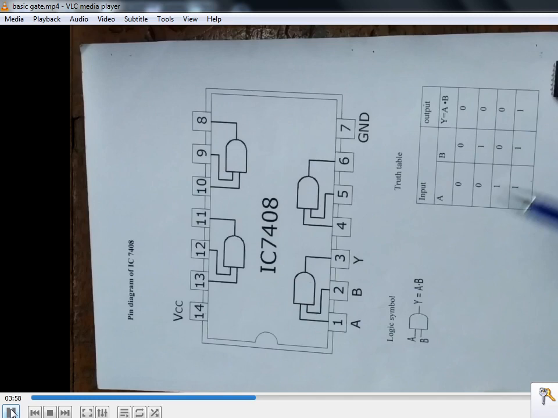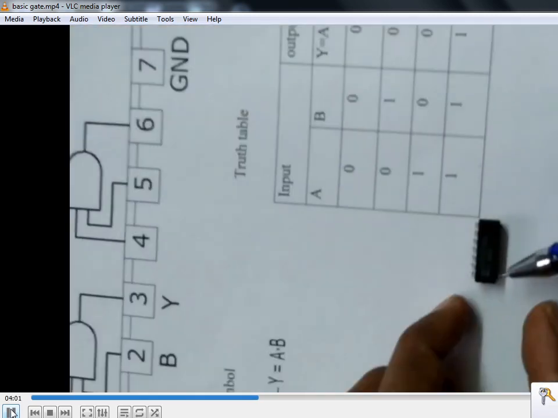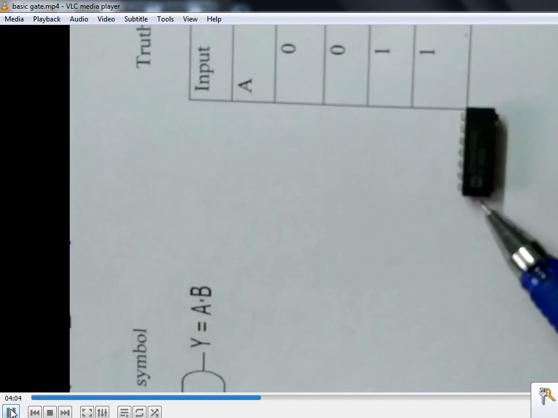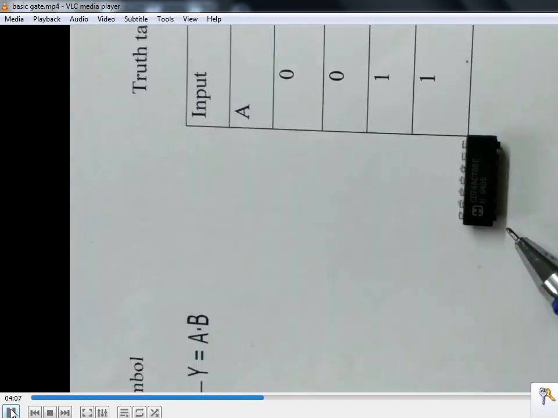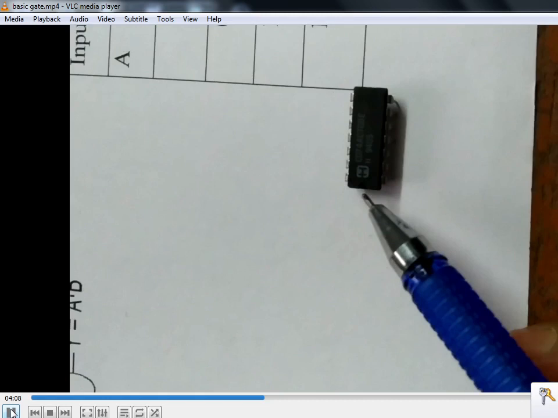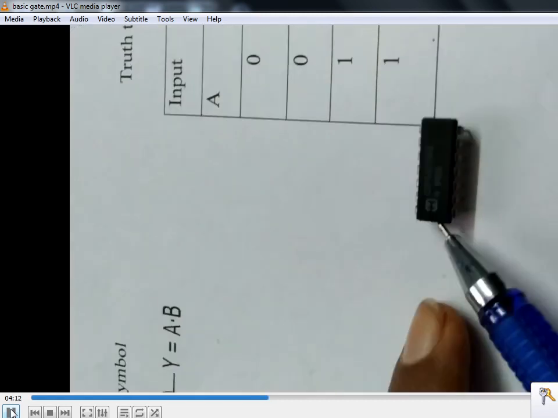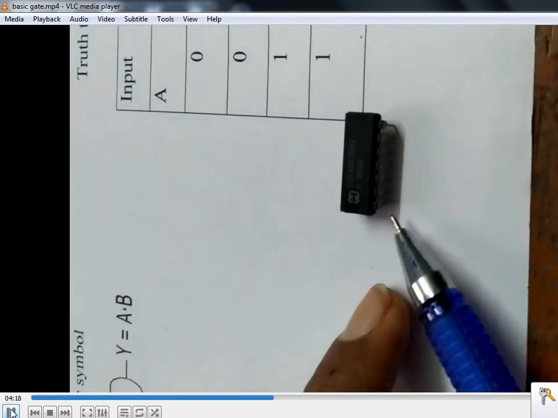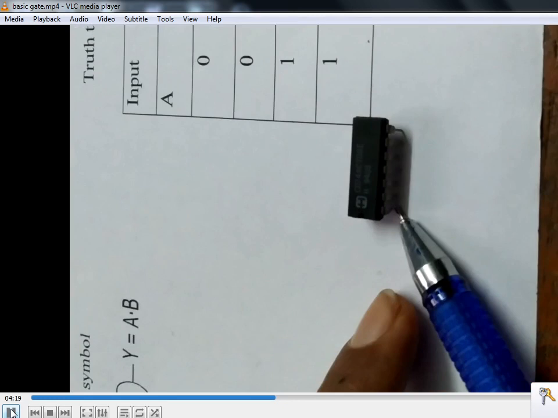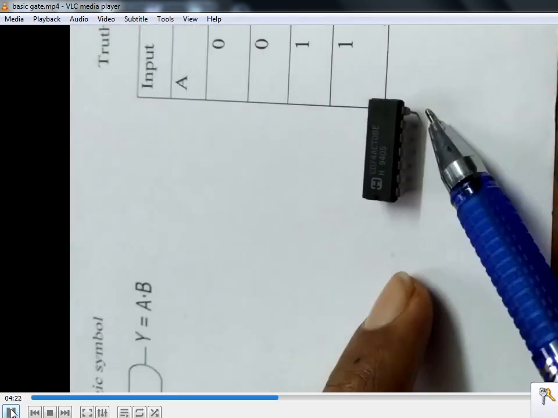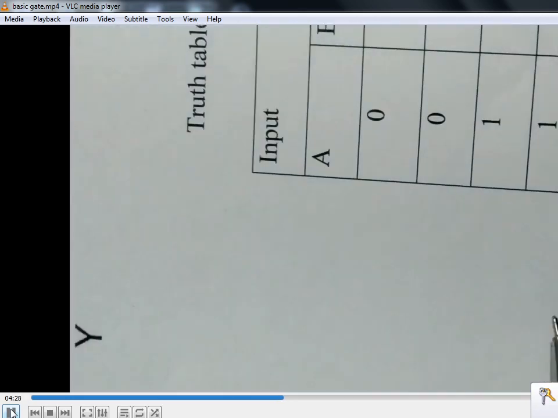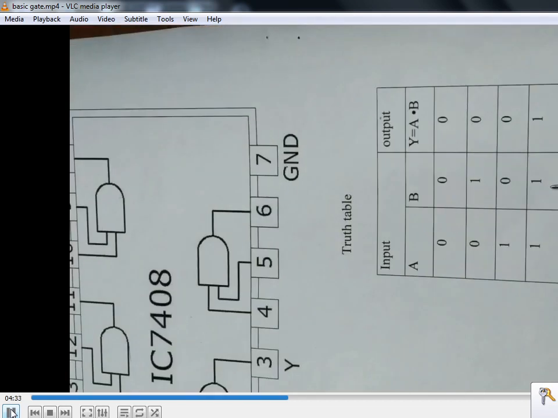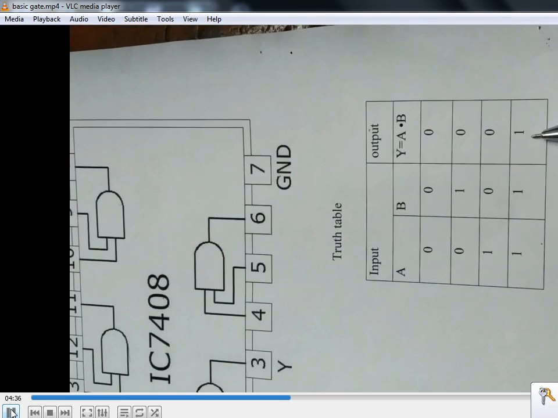This is the IC 7408. Here there is a notch. In order to identify the pins, this notch is the reference. So this should be kept like this, with the notch coming to our left side. We have to count the pin numbers starting from this 1, 2, 3 like that up to 7. Next to 7 is 8 and this is pin number 14. And this is the truth table of the AND gate. It gives output only when all the inputs are present.